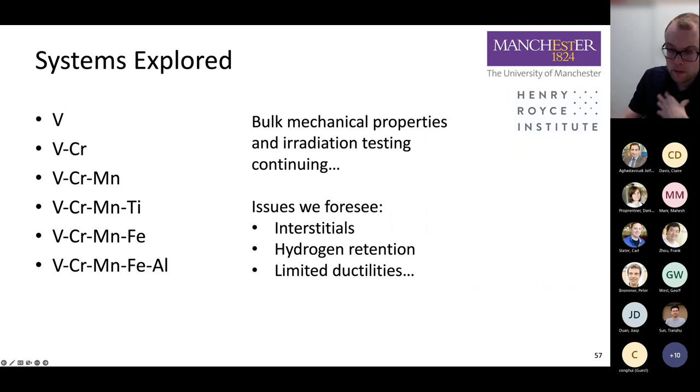We are currently doing some bulk mechanical properties testing, so we've actually made kilograms' worth of ingots of this alloy, for instance. We're doing some bulk mechanical property and irradiation testing of these alloys. We foresee, though, that there will be some problems with interstitials and hydrogen retention and limited ductility in these alloys. So we'll have to see how we get on with that.